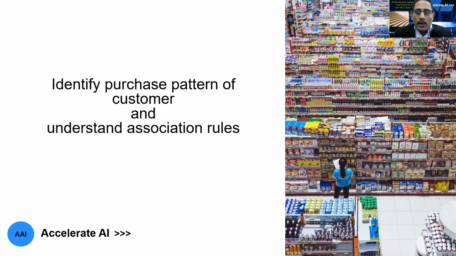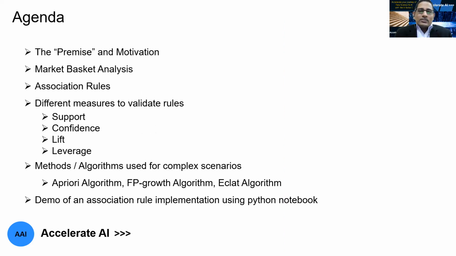This is a classic example of market basket analysis, a kind of association rules, which we'll talk about. As part of today's agenda, we'll focus quickly on the premise and the motivation of unsupervised machine learning and how it helps with these kinds of problems that we face in business. Then we will talk about market basket analysis, understand the association rules, and then different measures to validate those rules. There are certain measures such as support, confidence, lift, and leverage. We'll talk about those. Then we'll talk a little bit about methods and algorithms used for complex scenarios. The Apriori algorithm is one of the key algorithms, and we'll talk about that. And then, of course, we'll go to a quick demo of an association rule implementation using a Python notebook.